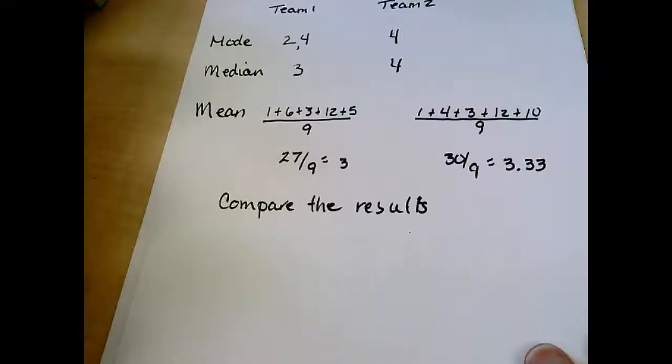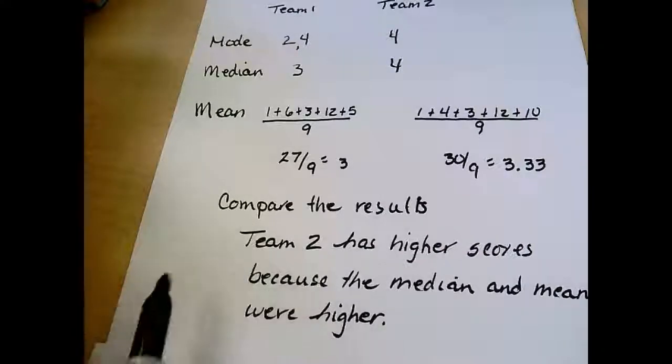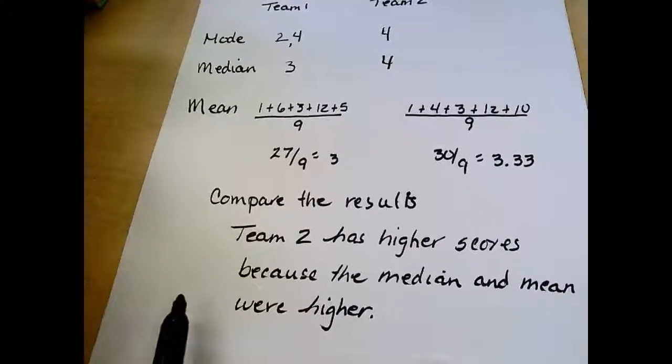To compare the results, we could write something like Team 2 has higher scores because the median and the mean were higher, or Team 1 has lower scores because the median and the mean were lower. And that would be ways you could describe them. And that finishes 12-3.